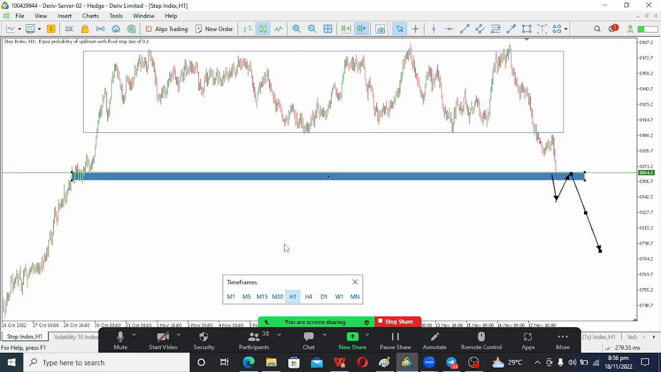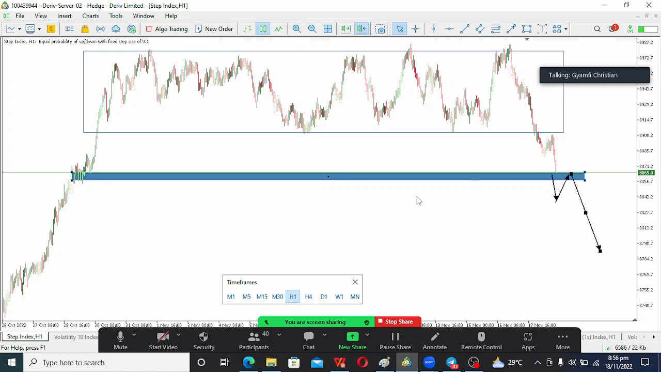What was the question? He said, where you have drawn the, let me see your second entry. He was asking, where will you put your stop loss? That was the question he asked. Okay, stop loss at the second entry.